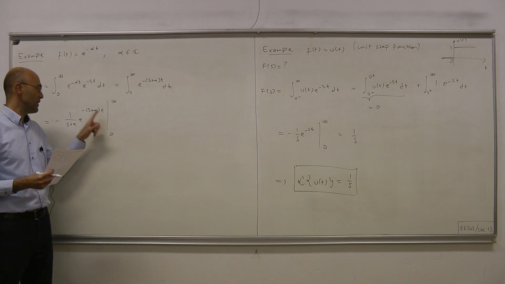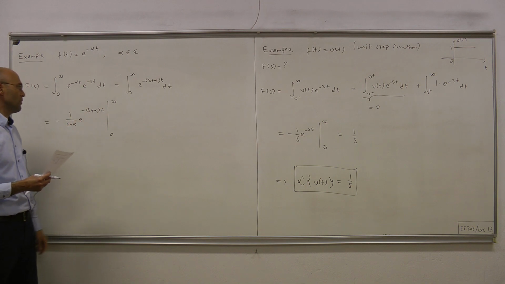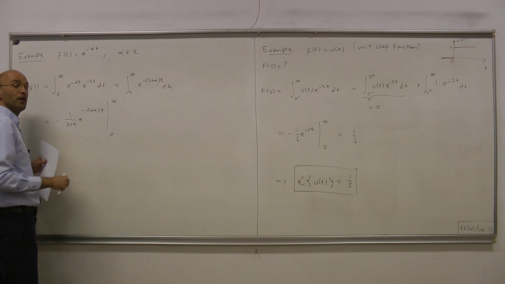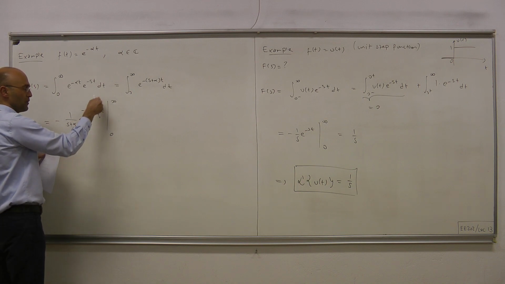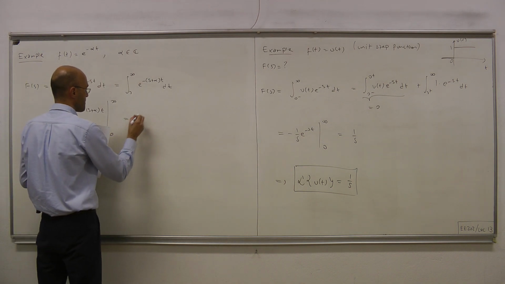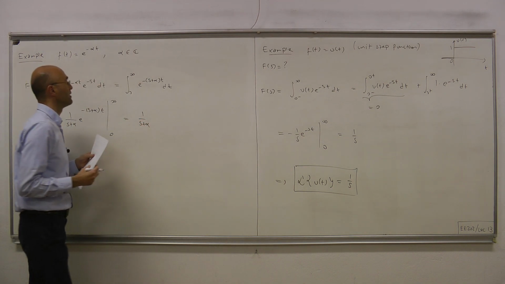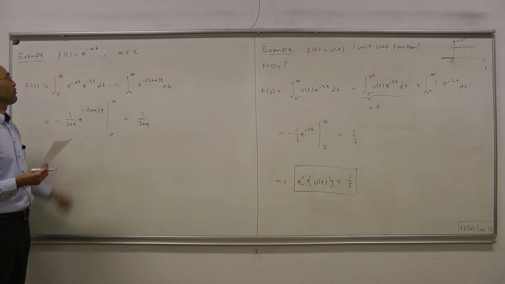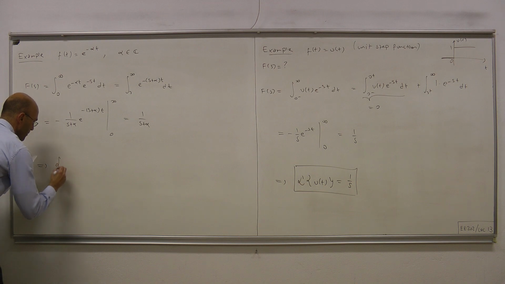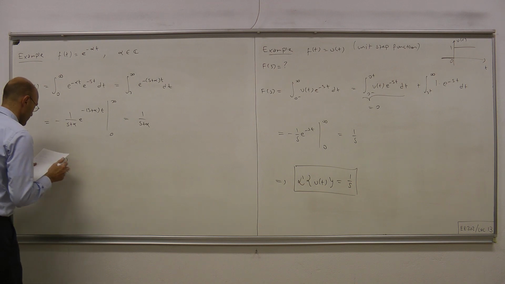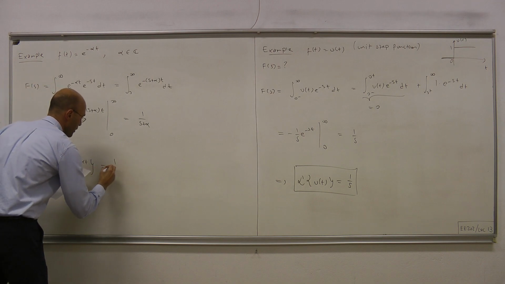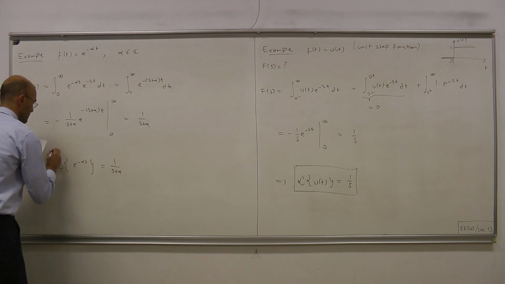As t goes to infinity, this whole thing goes to 0. Therefore, what we have is 0 minus 1 over s plus alpha, because at t equals 0, this exponential function becomes 1. Therefore, the Laplace transform of this waveform f of t is 1 over s plus alpha.